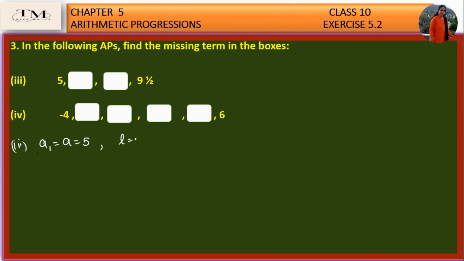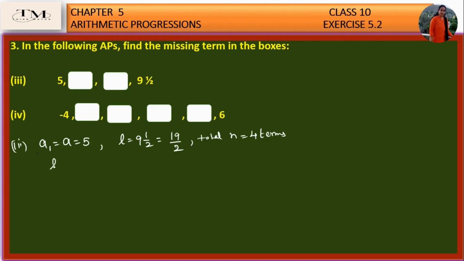And the last term is 9 1 by 2, which is equal to 9 2s are 18, 18 plus 1, 19. So 19 by 2. These are given. How many terms are there? Totally, n is equal to 4 terms. So these are the details given. We have to find the second term and third term.